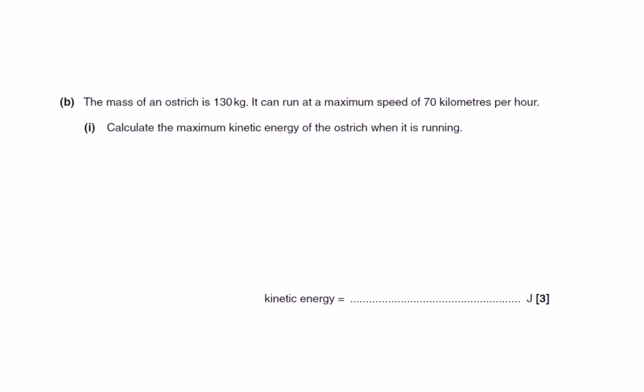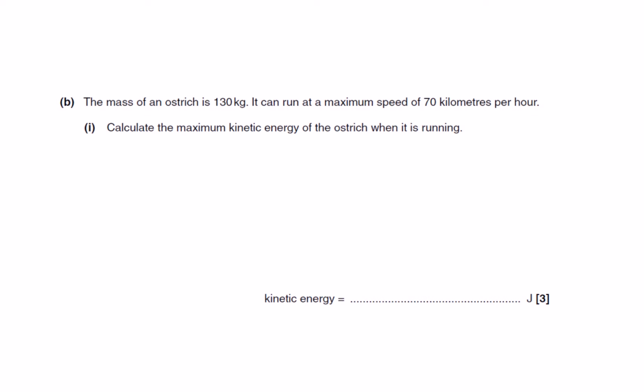And now on to B, part I. It gives us some information. The mass of an ostrich is 130 kilograms. It can run at a maximum speed of 70 kilometers per hour, and we must calculate the maximum kinetic energy of the ostrich when it's running. This is 3 marks, and it wants the answer in joules. So why so many marks? Well, it's because we've got to convert these kilometers per hour into meters per second. So let's get on with that.